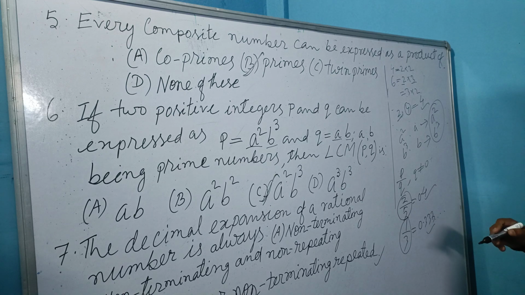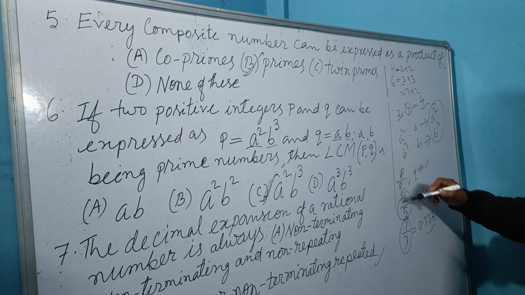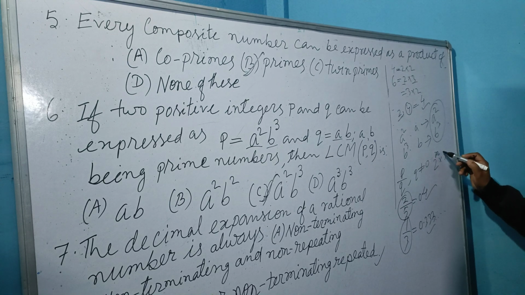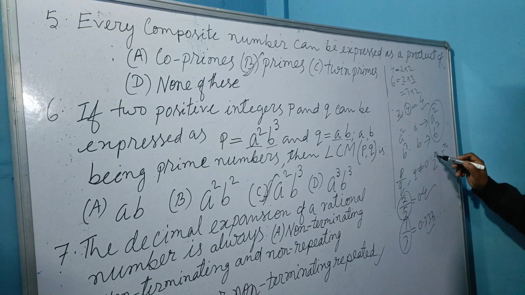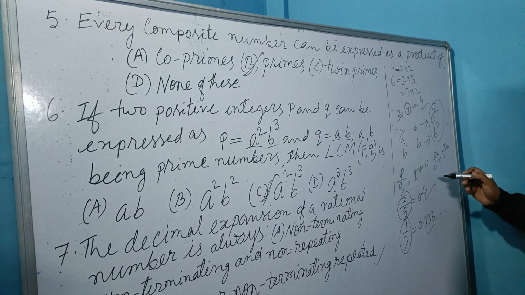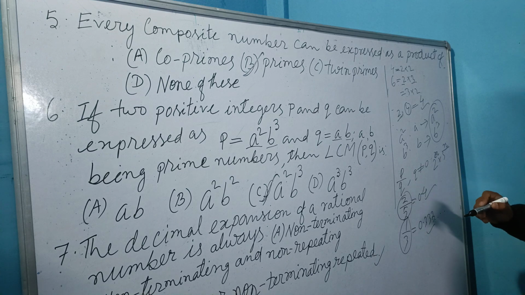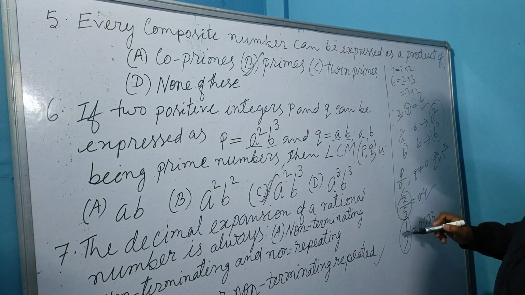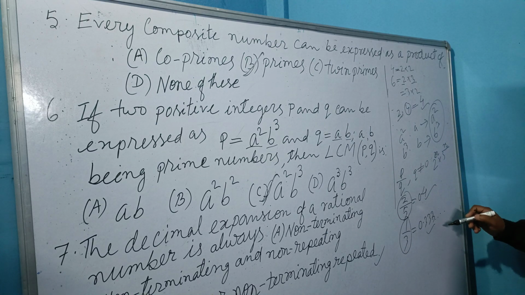And one thing, remember: if we get the denominator of any rational number in the form of 2 to the power m and 5 to the power n, where m and n are natural numbers, that is, positive integers, then we can say that those rational numbers will be terminating decimals. Other than this, if it is not satisfied, then we consider that rational number a non-terminating repeating decimal.